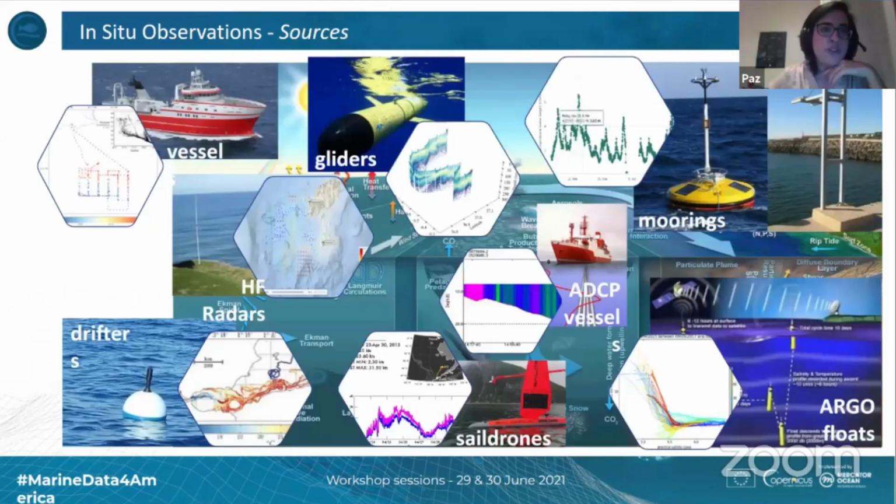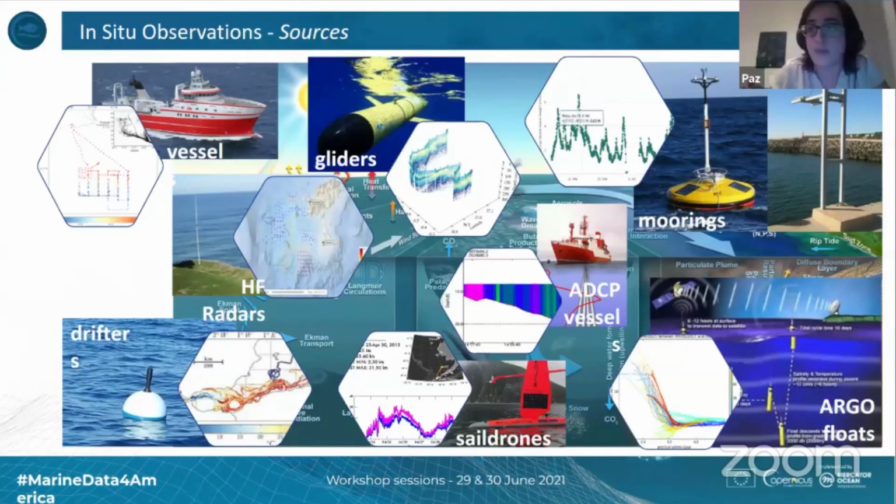Just so we are all on the same page when talking about in situ observations, this is data procured by a wide range of platforms, like the ones you can see here: vessels, gliders, moorings, HF radars, drifters, and so on, which are deployed in the ocean with the only objective of measuring certain variables like temperature, salinity, currents, and waves. So this kind of data is completely different to the other kind of observation that you are going to find in the Copernicus Marine Service, which is the satellite observation.